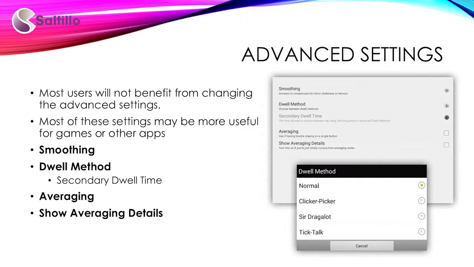Averaging. You would turn on averaging if the user has trouble staying on a single button. For example, when the pointer moves back and forth between two buttons, ChatPoint will select the button on which the pointer spends more time.